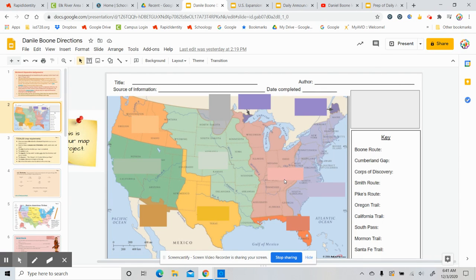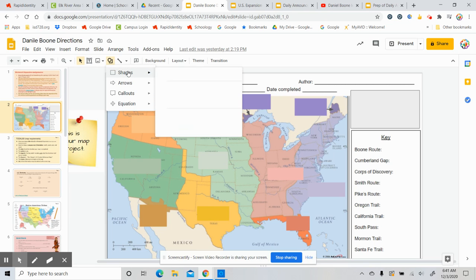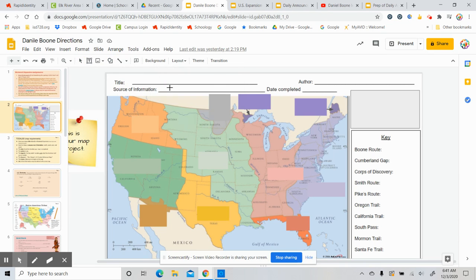That means that this route for Boone has to go through the symbol I picked for Cumberland Gap. So I'm going to pick a shape and just show you what that will look like. I don't know why I like the triangle, but I'm going to put one in there. Here's my Cumberland Gap. When I draw my route, I have to go through this triangle. Otherwise, Daniel Boone's whole story is false. That he paved the way through the Cumberland Gap. You have to draw something through the Cumberland Gap.